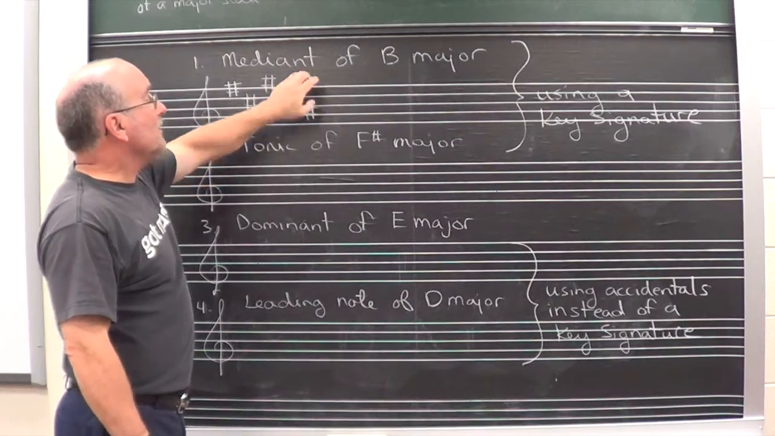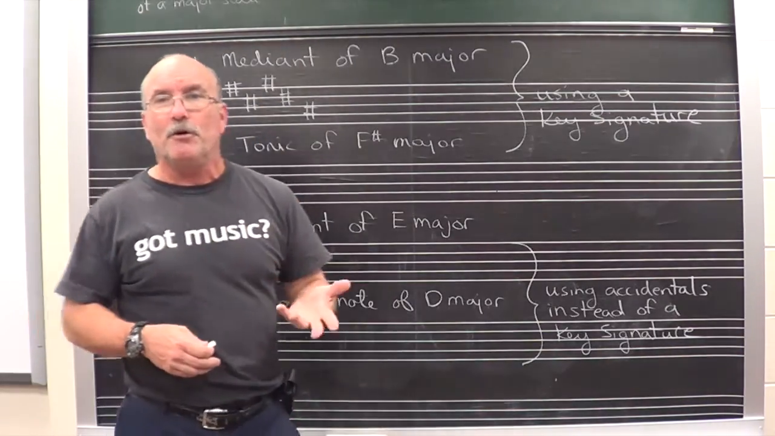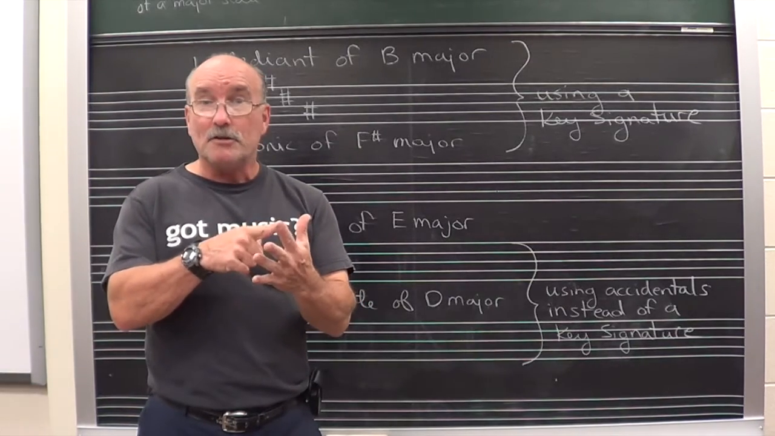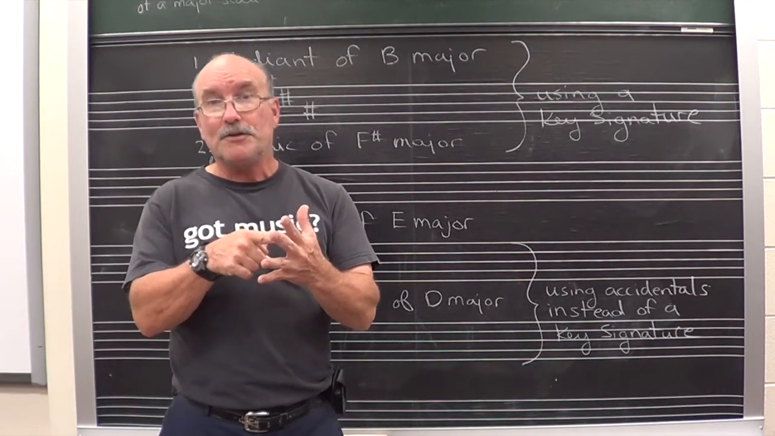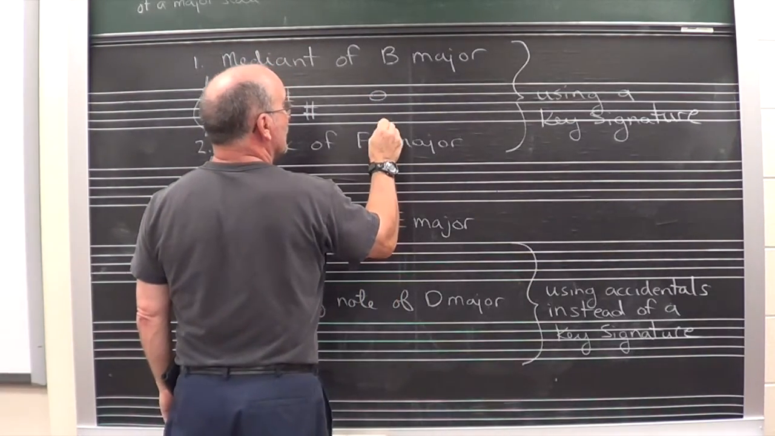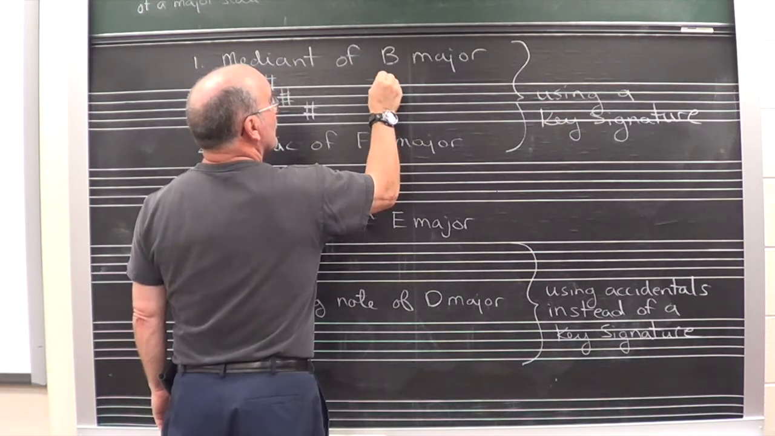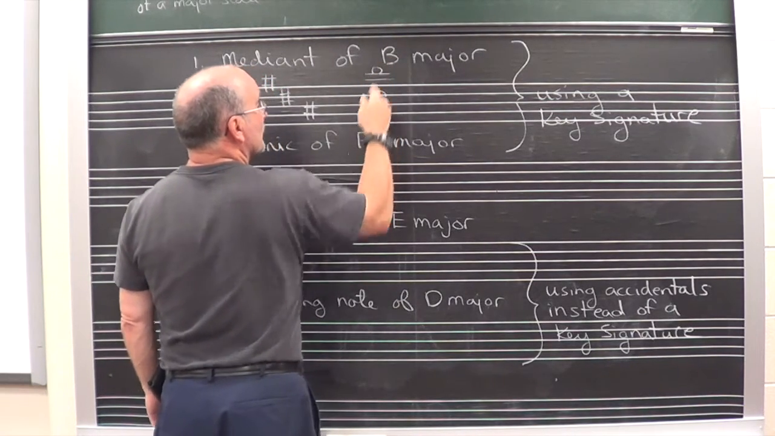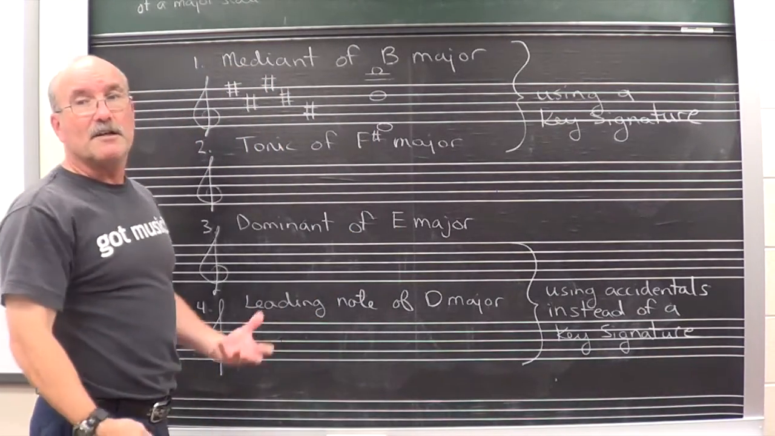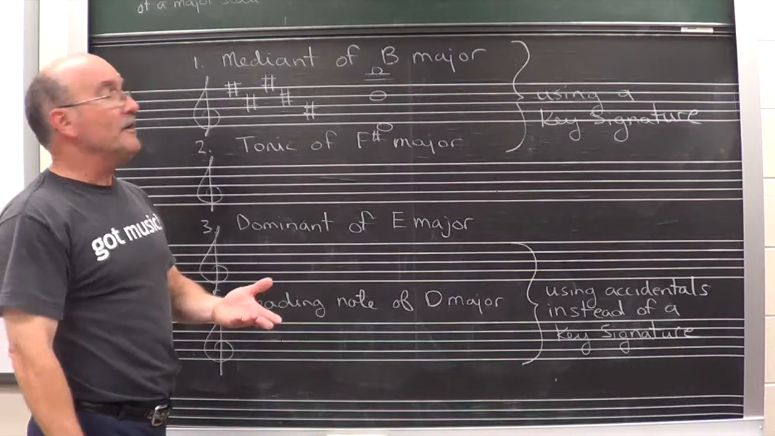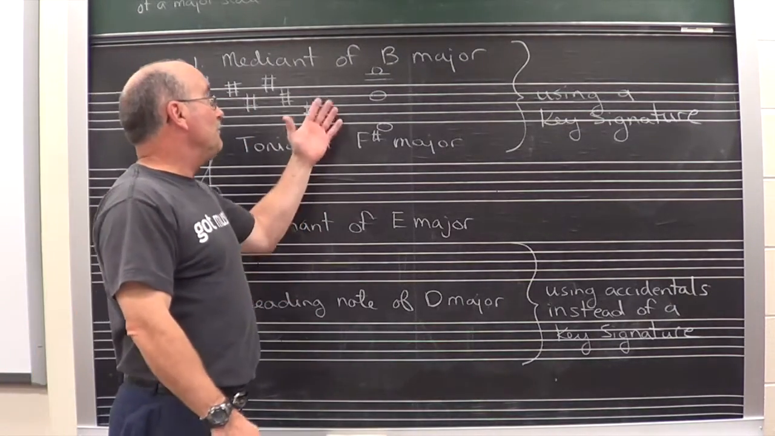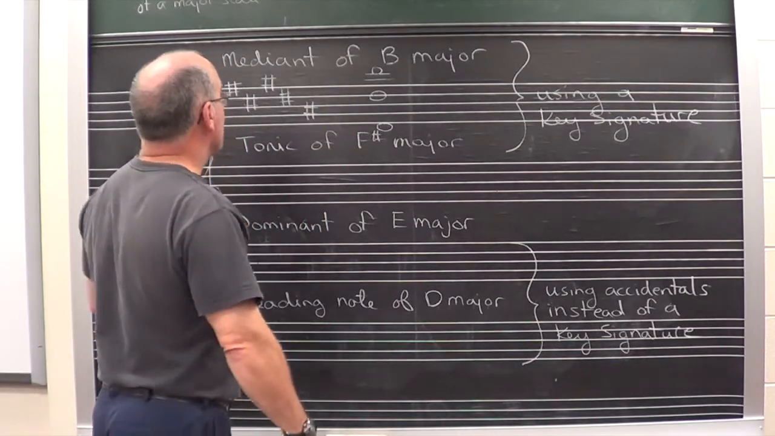Now, the mediant is just asking you, okay, what is the 3rd note of the B major scale? Well, B is 1, C is going to be 2, D is going to be the 3rd note. And you write the note D. Now, where you write that note D is irrelevant. You could write it there. You could write it way up here if you wanted, on the space above the 2nd ledger line. Or you could write it down here. It doesn't matter. Just choose one and put it there, and that becomes the mediant of B major. It doesn't matter where you put it.